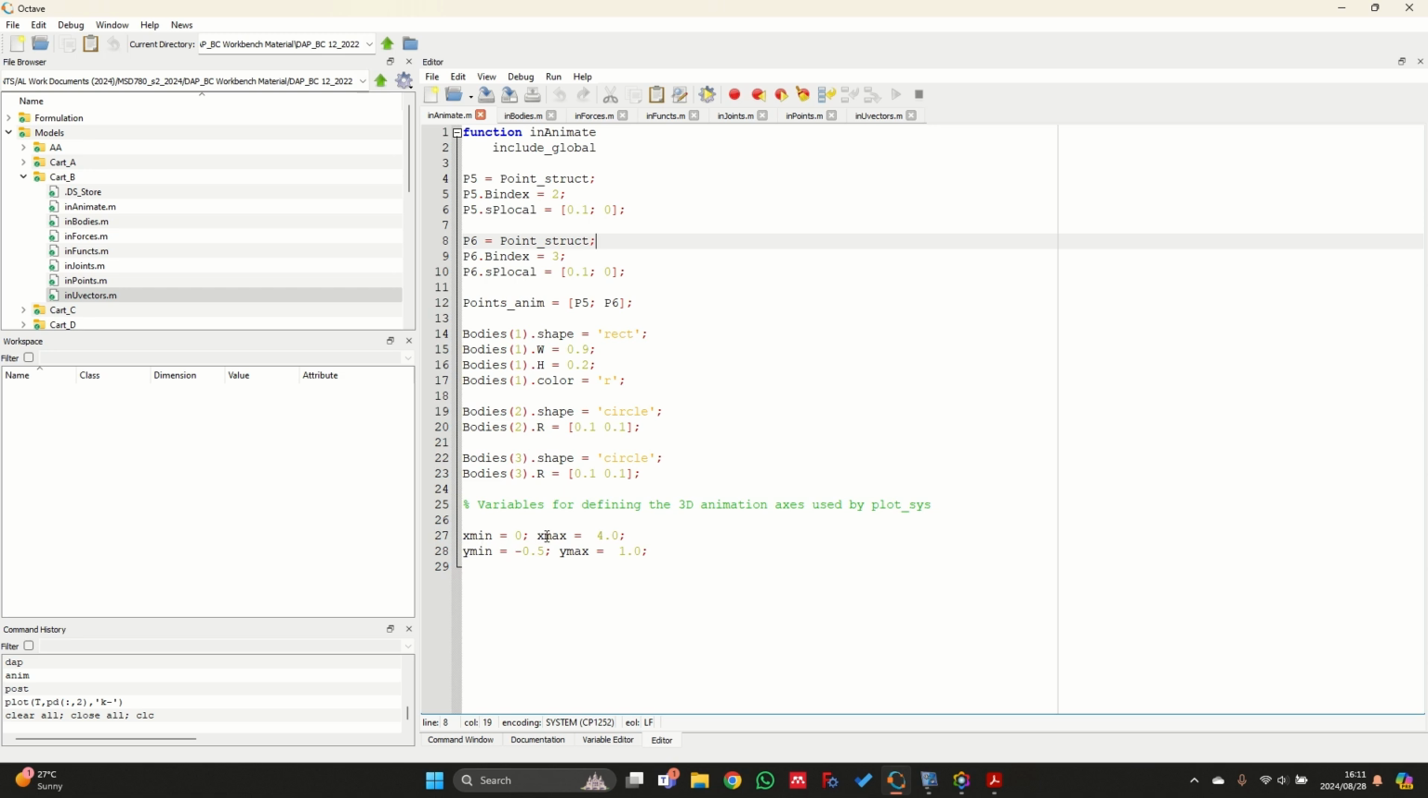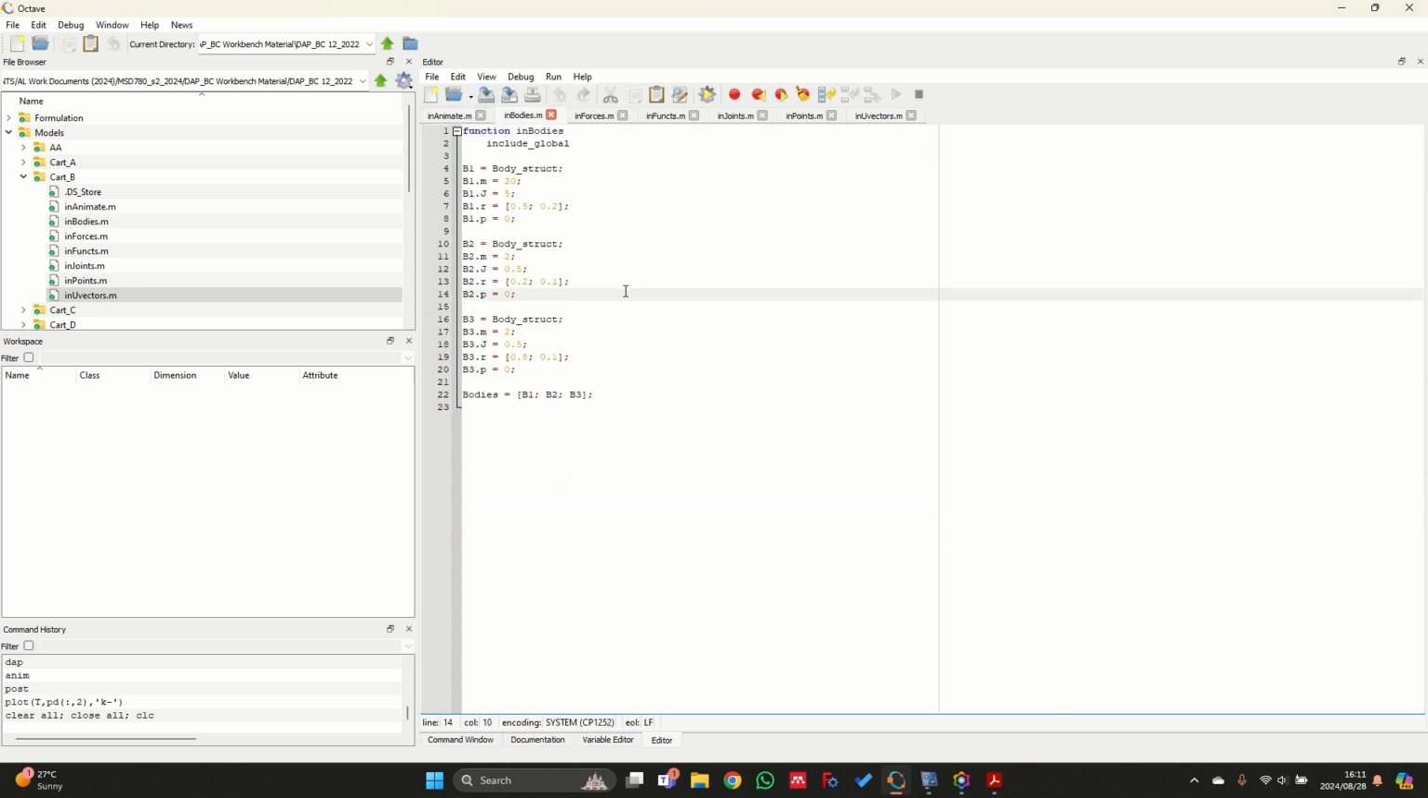Then for x min and x max, we've chosen 0 and 4. We can actually make this a bit smaller, so let's perhaps make this 2.5, and it's easy for me to change it because I've done the animation previously and I saw that if we make it any smaller than 2.5, then it's not going to show the entire animation. But in your case, you would probably perform a preliminary animation. Once that is done, you can determine whether your bounds are large enough to accommodate the motion of the system. In my case, I'm just going to leave it at 2.5 for now.